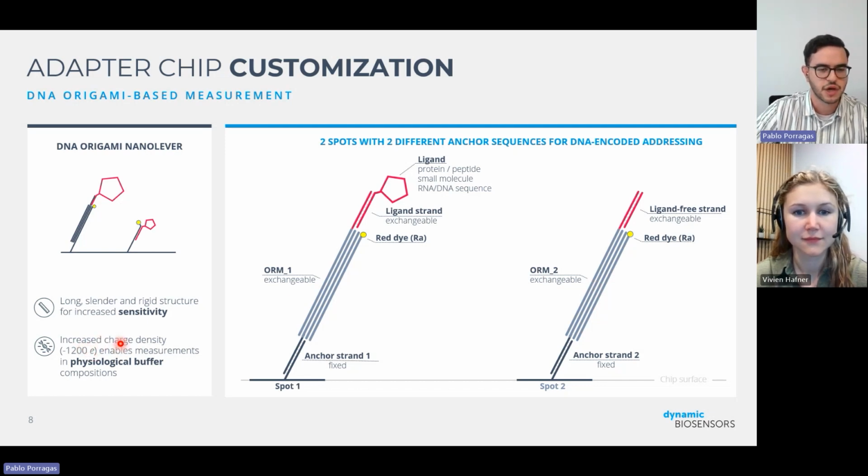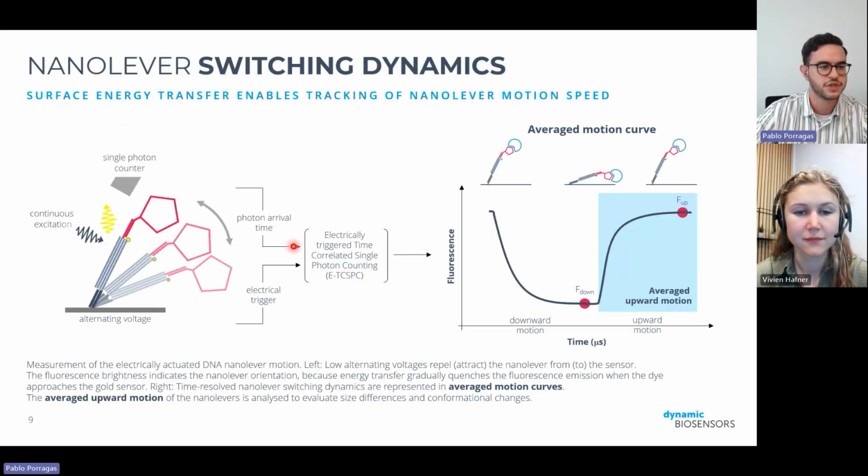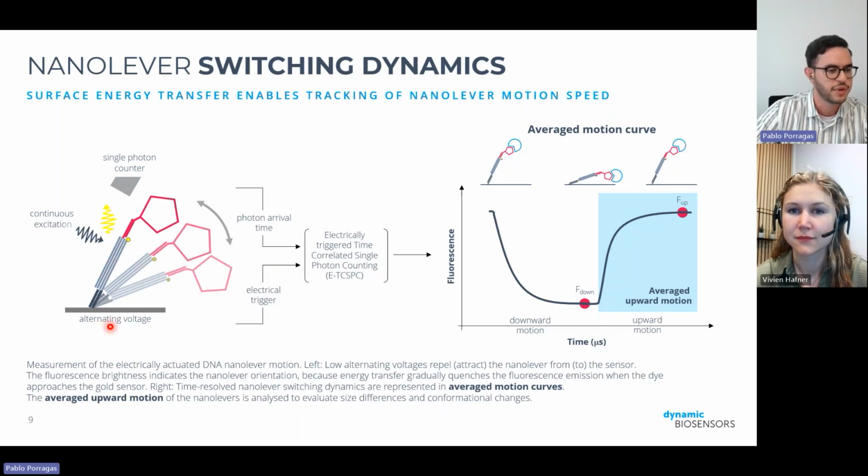This means that we can measure the conformational change that we're interested in under physiological buffer conditions without diminishing the overall negative charge of that DNA origami nanolever. That negative charge is important because in practice, what this measurement actually looks like is that we functionalize the surface of the biochip with that DNA origami nanolever, as I explained, and apply an alternating voltage potential to effectively oscillate that DNA origami nanolever at high frequencies.